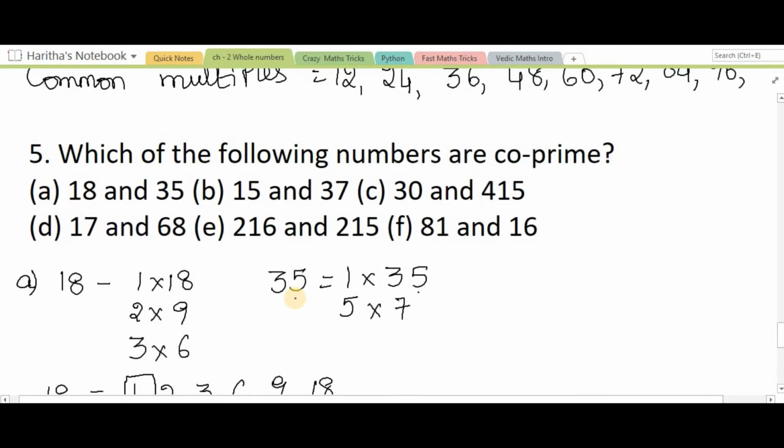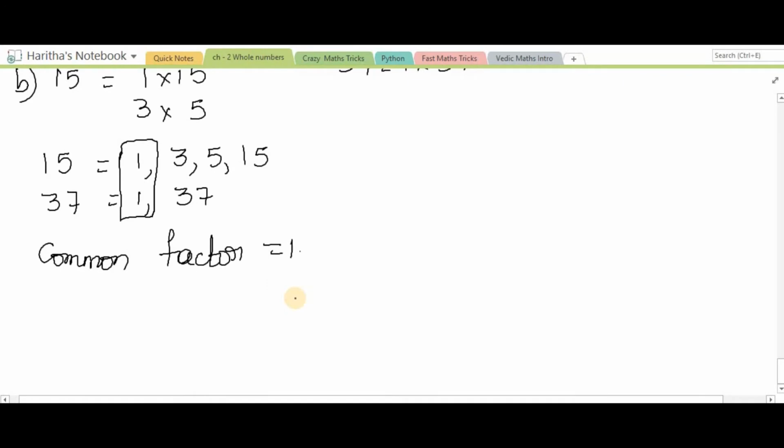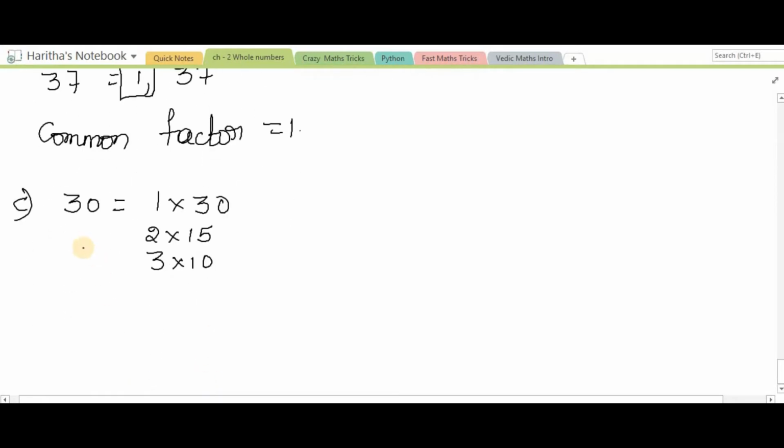Now we move on to the next question, that is 30 and 415. For 30: 1 30s are 30. In the 2 table, 2 15s are 30. 3 10s are 30. In the 4 table you will not get it because 4 8s are 32 and 4 7s are 28. In the 5 table, 5 6s are 30. As we already got consecutive numbers, we will stop working on it.